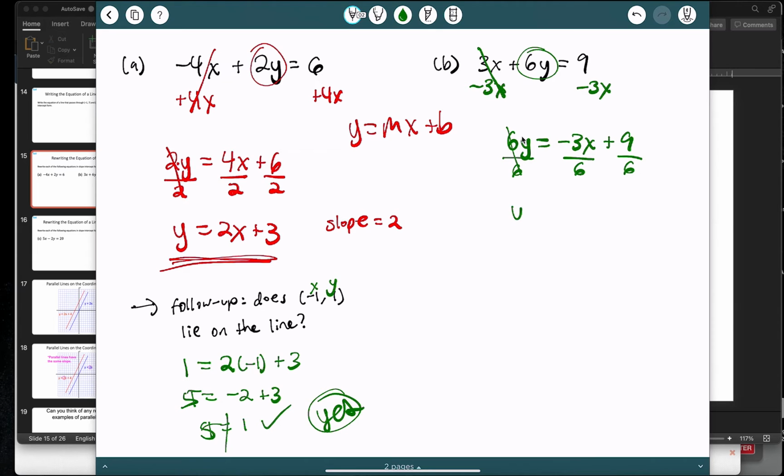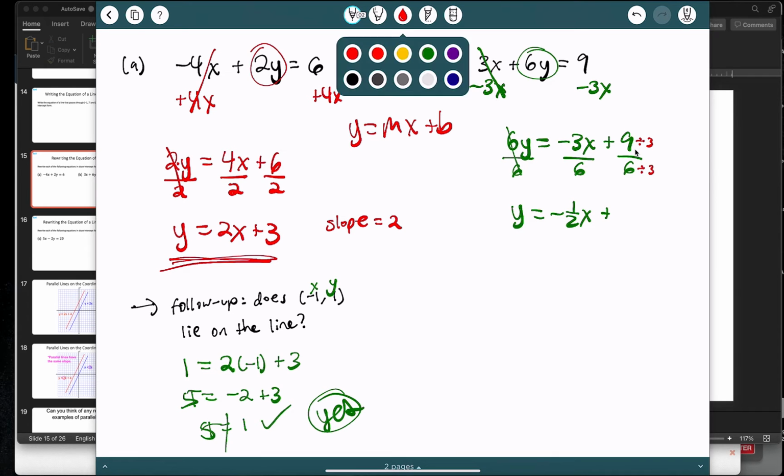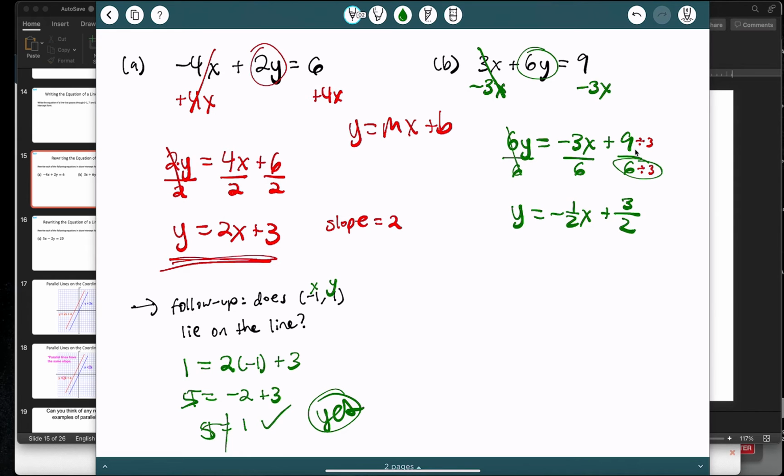Okay, so this will ultimately come to y equals, so 3 over 6 is 1/2, right? So negative 1/2 x plus, okay, so this one I can't simplify, so those are both divisible by 3, right? So I can divide by 3, just like the first one, really. So 9 divided by 3 is 3, 6 divided by 3 is 2. Okay, so this would be my equation of this line: negative 1/2 x plus 3 over 2.